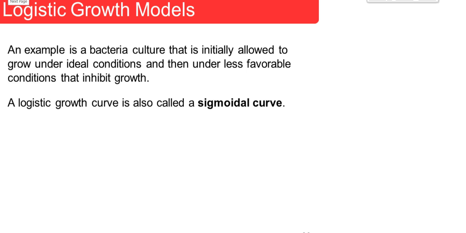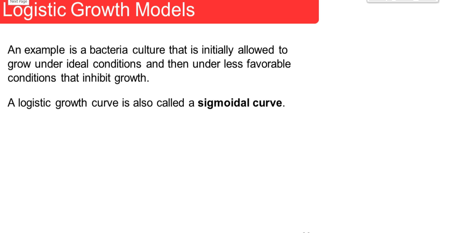As you learn more and more mathematics, you just want to have some terminology under your belt, so that you know what people are talking about in those situations. An example of a bacteria culture that is initially allowed to grow under ideal conditions, then less favorable conditions that inhibit growth, would be a logistic curve called a sigmoidal curve.